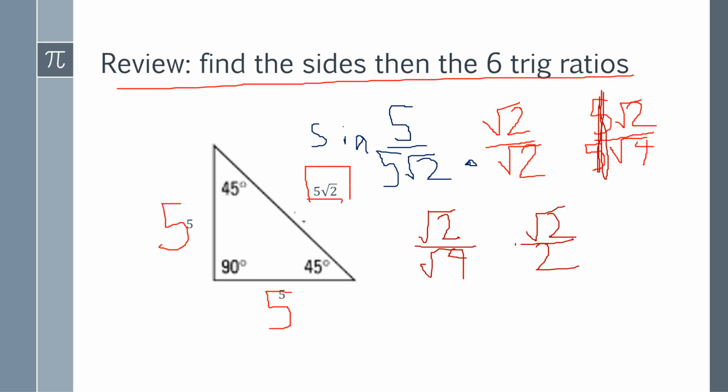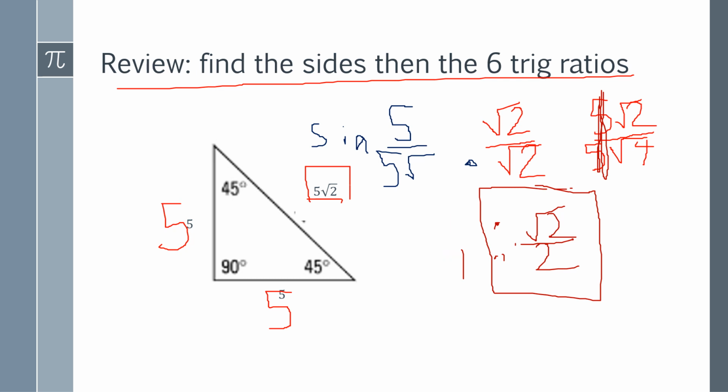So, my final answer is going to be right here: square root 2 over 2. That is my final answer, and that's for sine. Alright, so let's do the inverse of sine. The inverse of sine is what? CSC, cosecant.